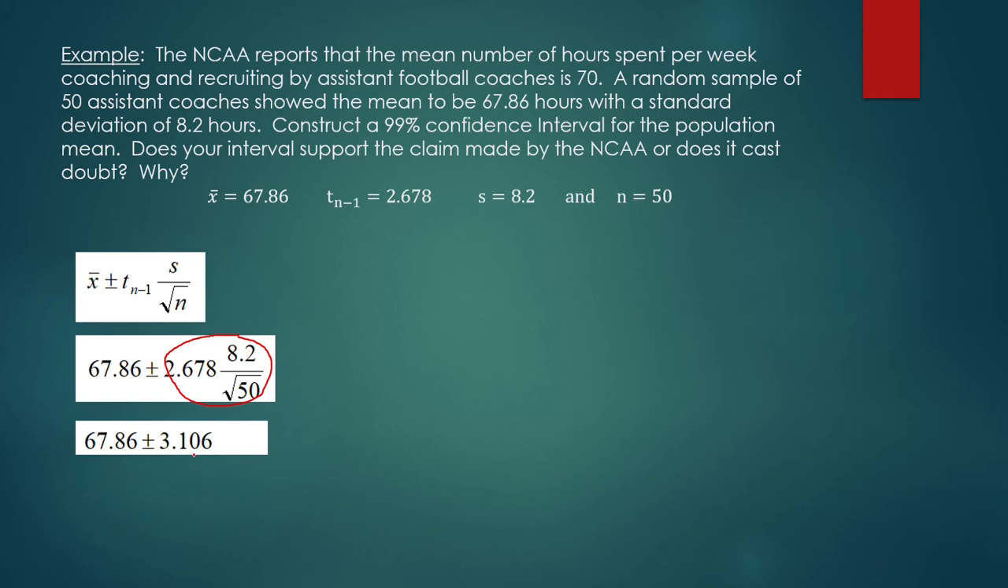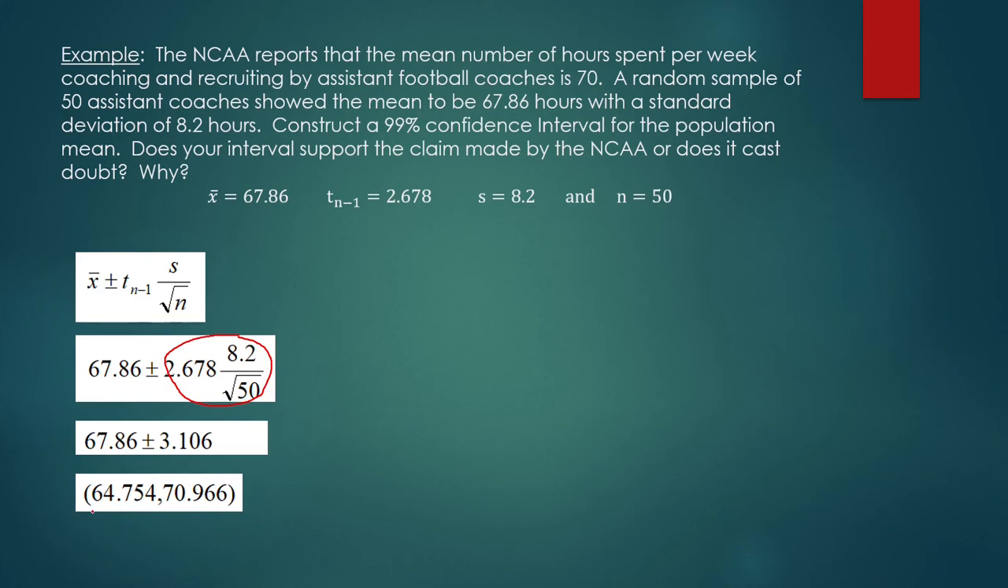3.106. Now in order to do this problem on a calculator, I always do the subtraction first, then I'll do the addition separately on my calculator. So 67.86 minus 3.106 gives me 64.754. Then we'll also do the addition, and with the addition we get 70.966.